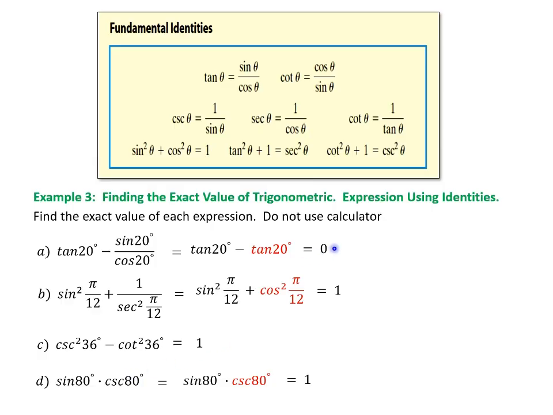If you want to make sure that you use the correct identity, you can verify this in your calculator. You can use the calculator in verifying letters A, C, and D. Make sure that your calculator is in degree mode. But if you want to confirm letter B, make sure that when you use this pi, your calculator is in radian mode, not in degree mode.